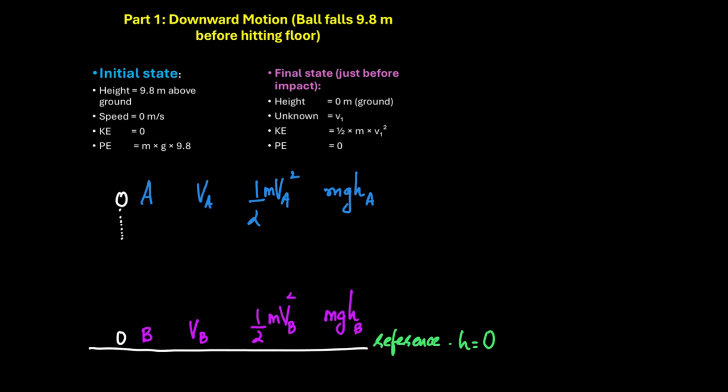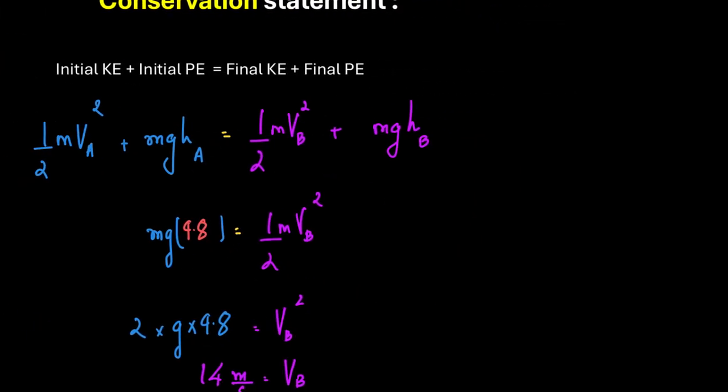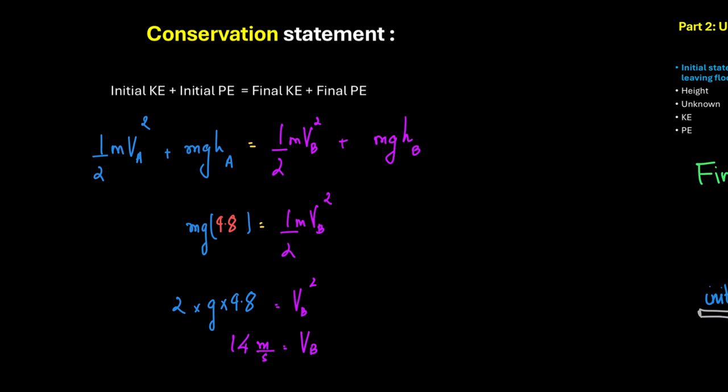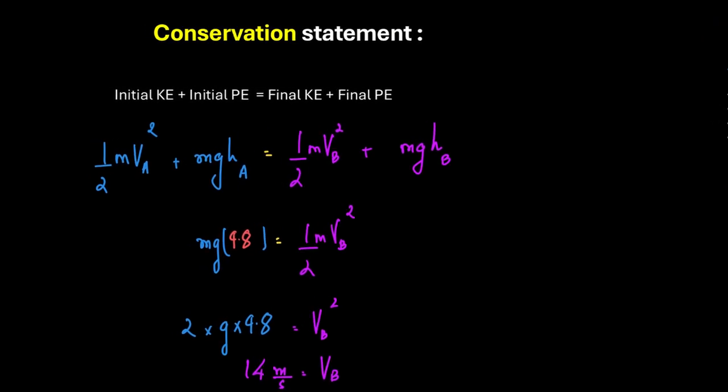At the final position, which is B, velocity is VB, kinetic energy is half mVB squared, and the potential energy is mgHB, with reference to the level where the ball is hitting the ground. Now let's apply the conservation of mechanical energy statement here.